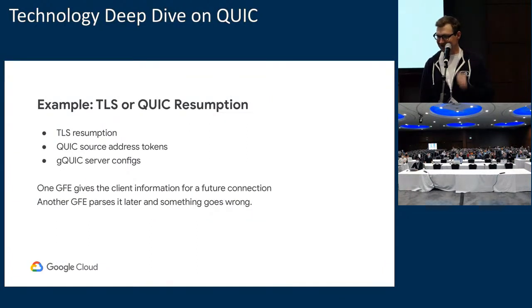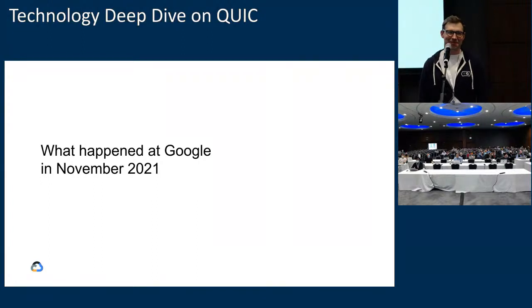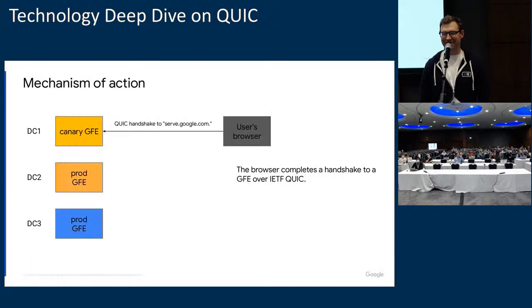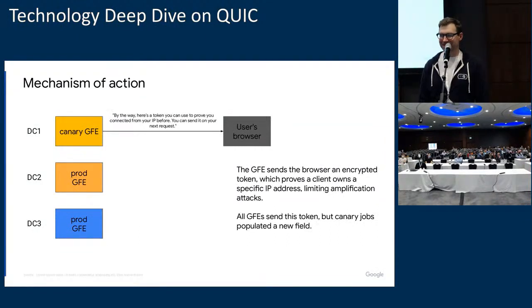Okay, next slide. Let's go through what actually happened to Google. I'll go a little faster through these because they're more visual, but they're quite fun. A browser does a handshake to what we call a canary GFE, which is a machine using the latest software and/or flags. It completes the handshake. As I said before, a token is given to the client that you can use to approve your IP address for future use. That's the source address token. The client saves it. Everything's wonderful.